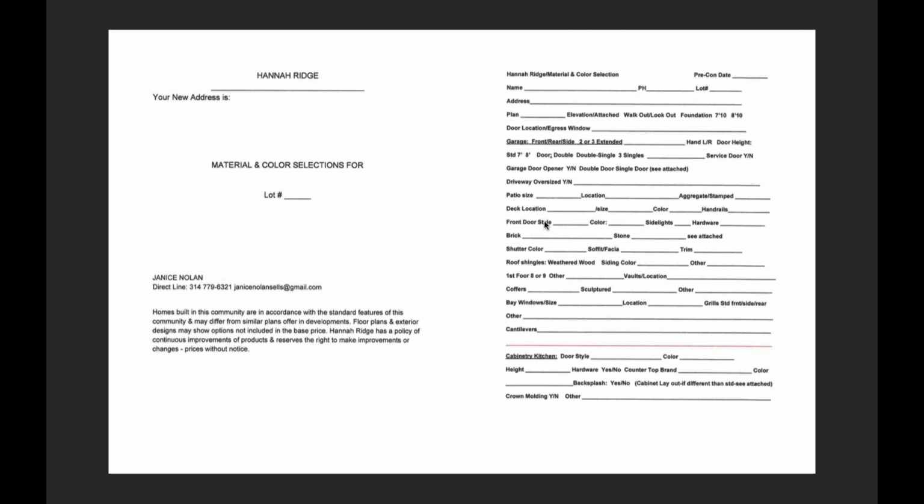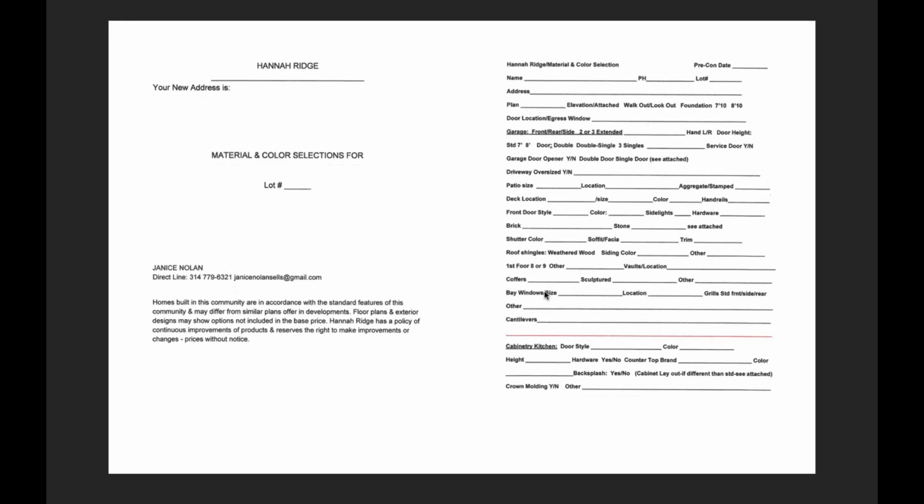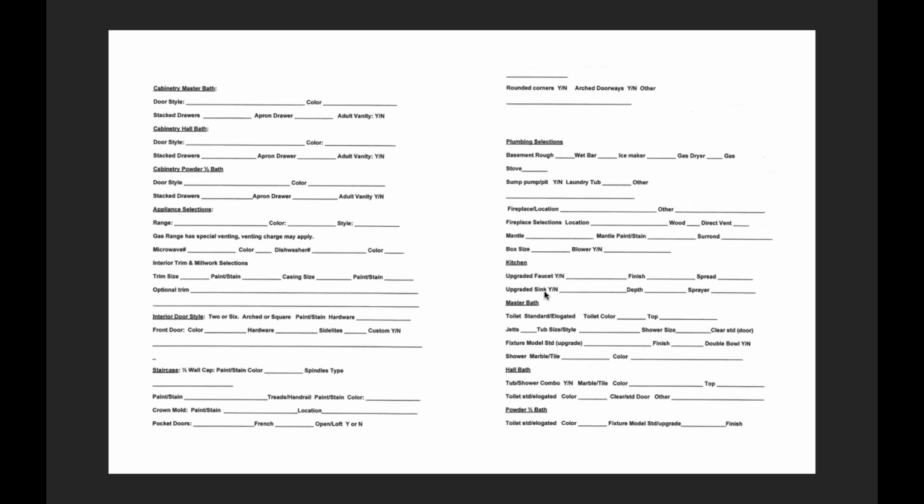Deck location, size, color, type of handrails. What else do we have on here? Bay windows. First floor is a big deal. Is it a 9-foot? That's all framing. Is it a 9-foot basement pour? Do they want grills? Do they want them in the front? Do they want them in the side? Cabinetry. Sometimes they want different cabinetry. Again, I would highly recommend adult height vanities in the master. Did you get the pricing for that?